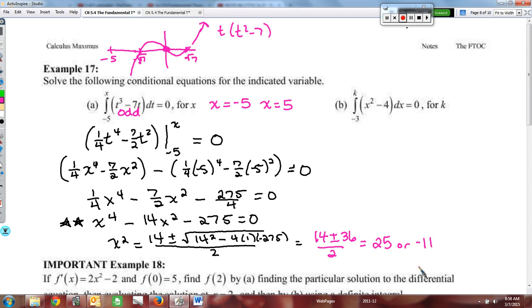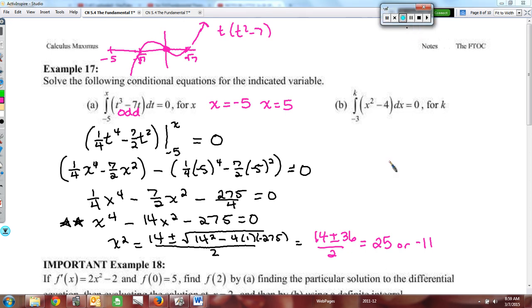Technically there would be 4, but because I now have x squared equal to -11, there are no solutions for this. So actually, we had the two answers just by intuitive understanding, but we've done the work, the calculus behind it, to prove that there are only two answers.